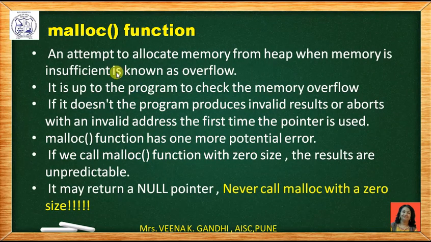Now the malloc function has some drawbacks also. If we attempt to allocate memory from the heap when the memory is insufficient, then it is known as overflow. So the programmer has to check in the program for the condition of memory overflow. If the programmer does not check for memory overflow, then it may produce an invalid result or abort with an invalid address the first time the pointer is used. Again, the malloc function has one more potential error. If we call malloc with 0 size, then the results are unpredictable. It may return a null pointer. So never call malloc with a 0 size.